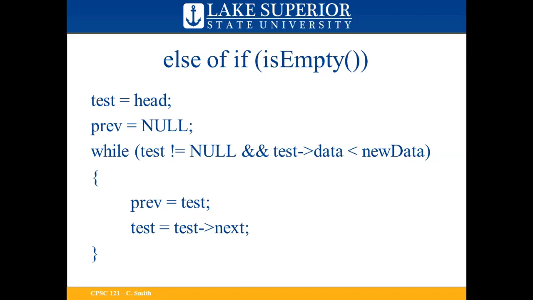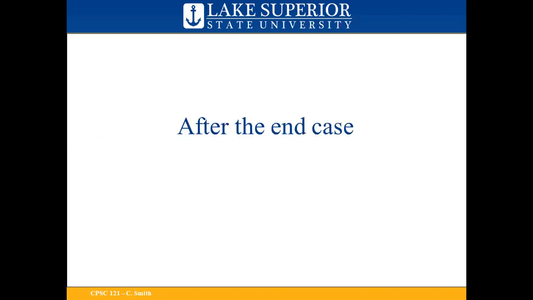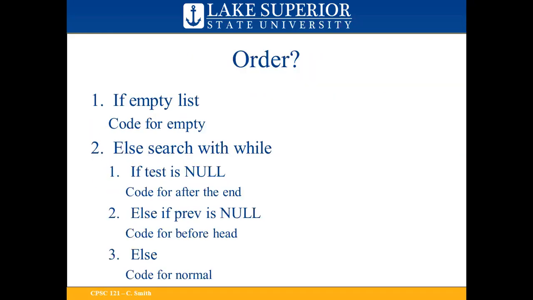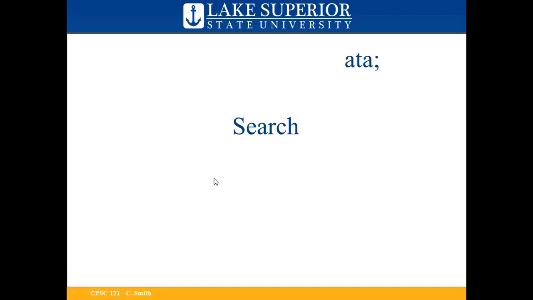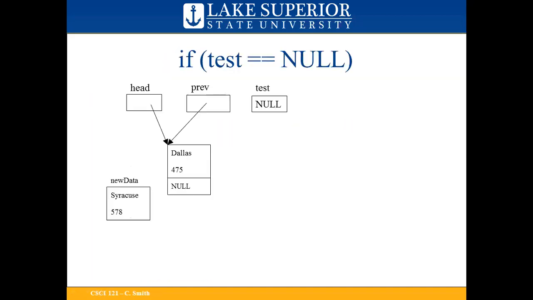So here we go. We're going to do the after the end case first. Now, if we go back to what I had laid out for order before, okay, you search. If test is null, that's the after the end case. So that's what we need to do here. If test is equal to null, okay, so we're set up like this. So, let's say we just have Dallas in here, and we have new data that is Syracuse. Syracuse definitely comes after Dallas.